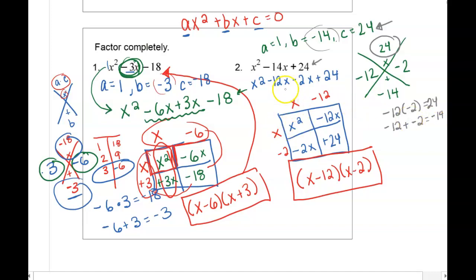So when I put those in for the negative 14x, I'm left with x squared minus 12x minus 2x plus 24. These are the same, which is very important as we factor. And then if I put each of these four terms in the box, and then I factor out my GCF and then I use an area model, what I get is x minus 12 times x minus 2. So this is my factored form.